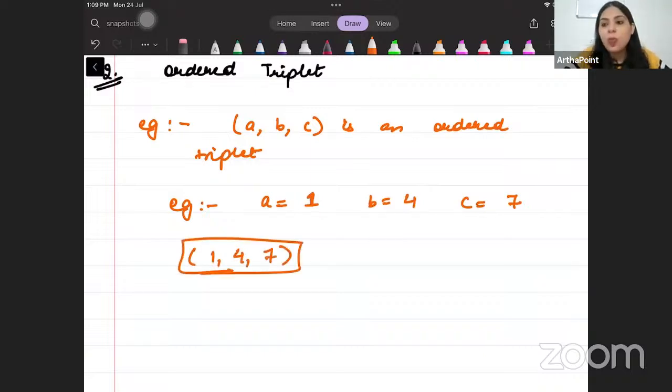But I am giving you 1 minute. Practice this and write at least 2 examples of ordered pair and 2 examples of ordered triplet. Just write that down once.